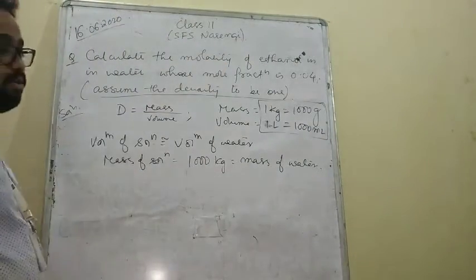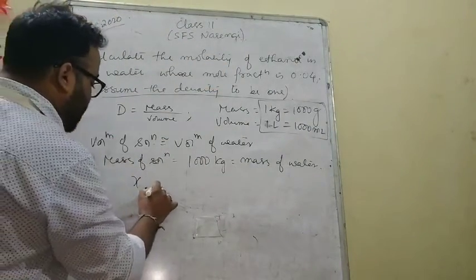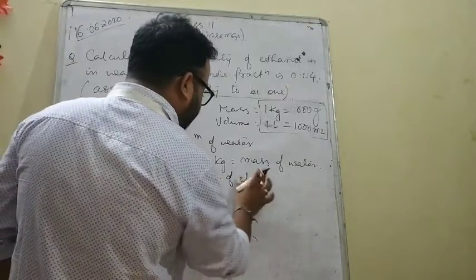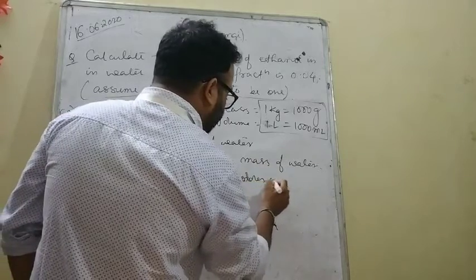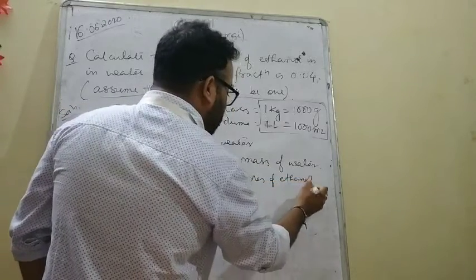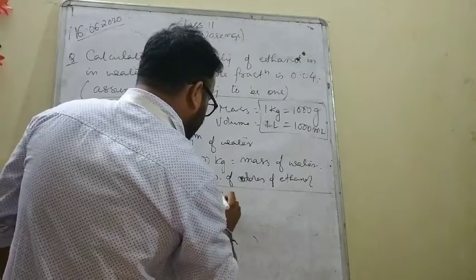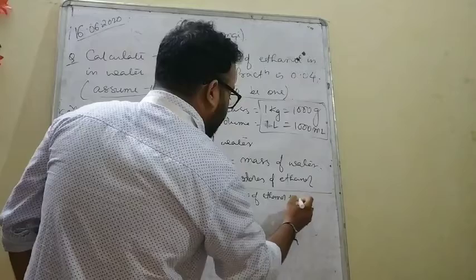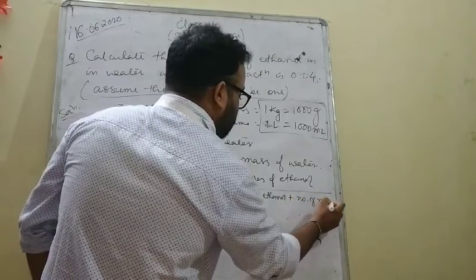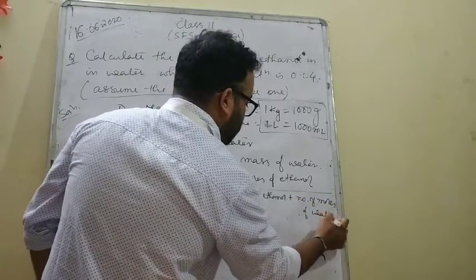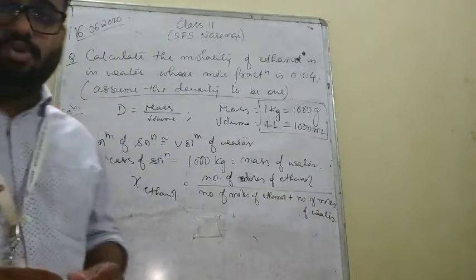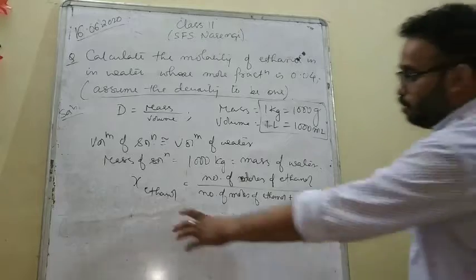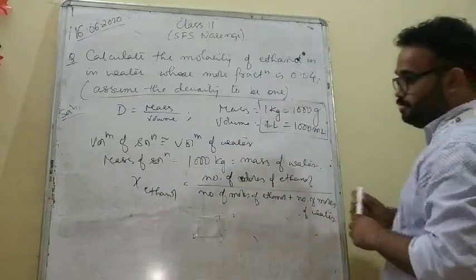Now how much is the mole fraction given? Mole fraction of ethanol, you know, is the number of moles of ethanol divided by number of moles of ethanol plus number of moles of water. Now this sum you have to do on your own. I'll just guide from here. Mole fraction is given 0.04.